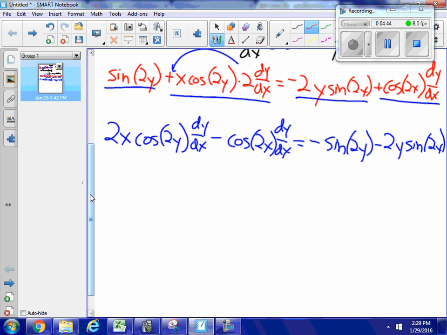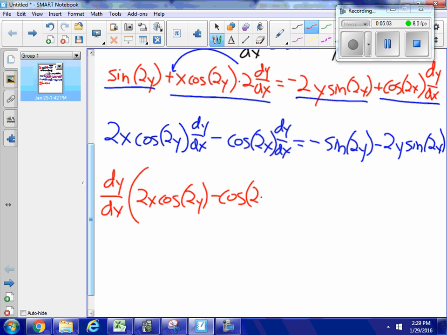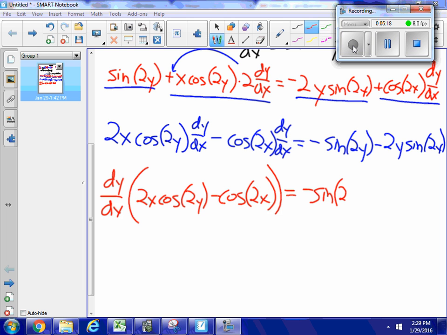So I have all my dy dx's on one side. I'm going to factor it out, and I have dy dx times 2x cosine 2y minus cosine 2x is equal to negative sine 2y minus 2y sine 2x.